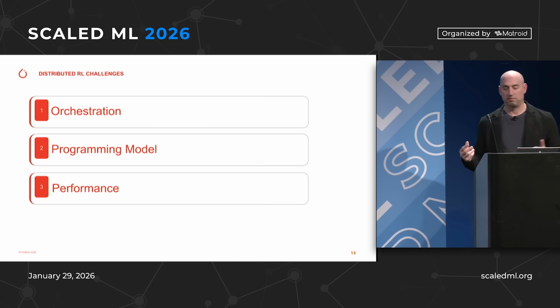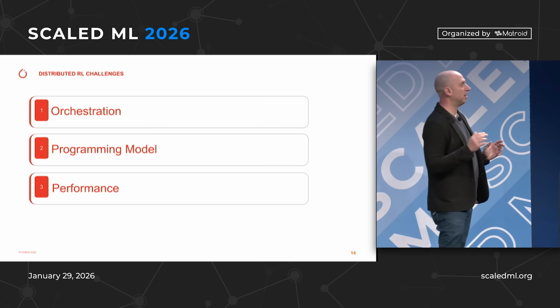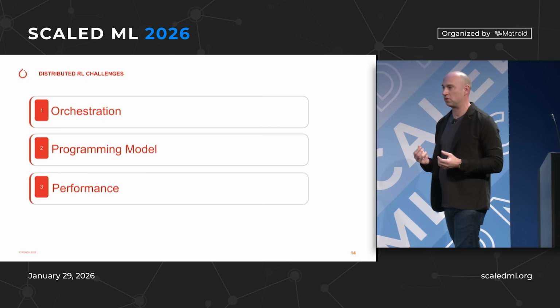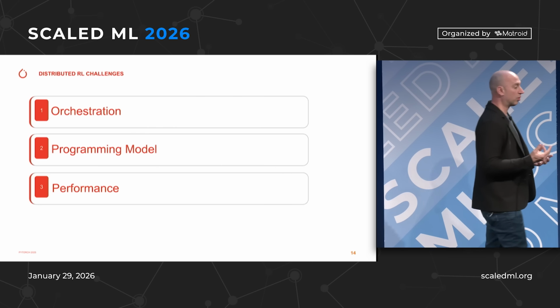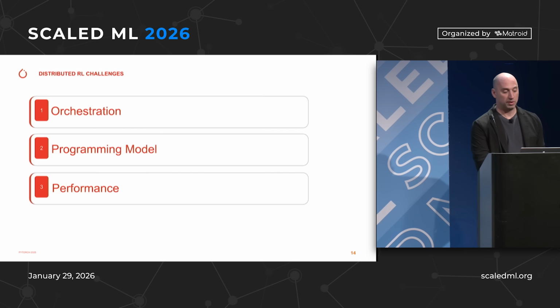I'm going to go through this quickly now because I don't have that much time, but we have three main challenges I want to go through here that hopefully crystallize this for you all. One is orchestration. Second is programming model, and the third is performance.